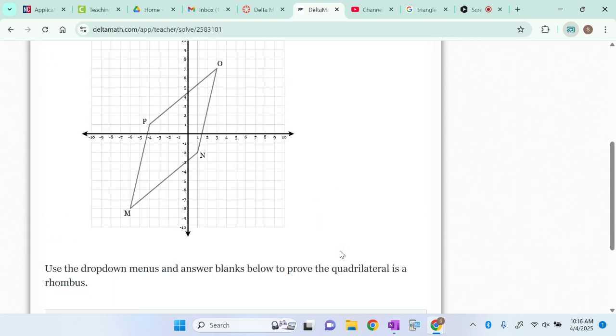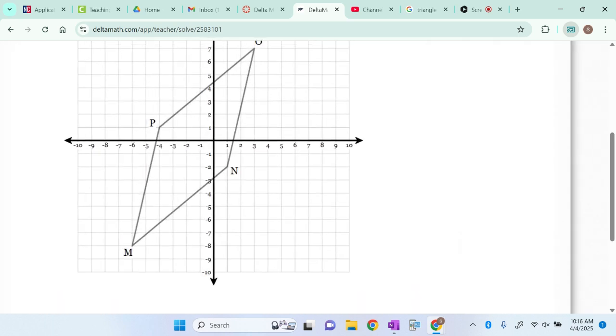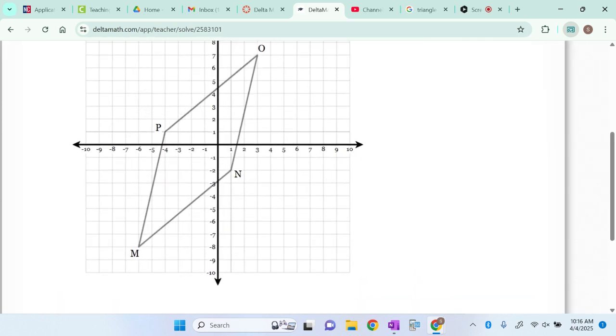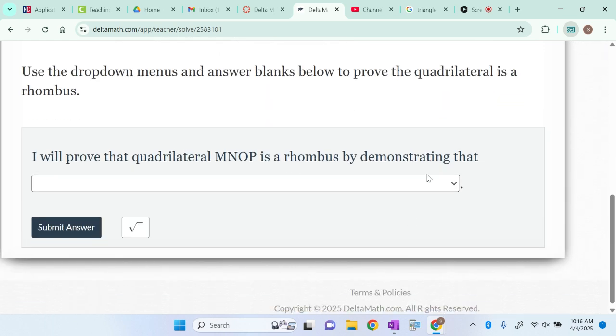So the goal of this, listen up. We're just going to do this together, so I'll have this in the video, and then you can go back and plug in yourselves in a little bit. We're just looking at the first single problem. My goal is to show that this shape on the graph is a rhombus.